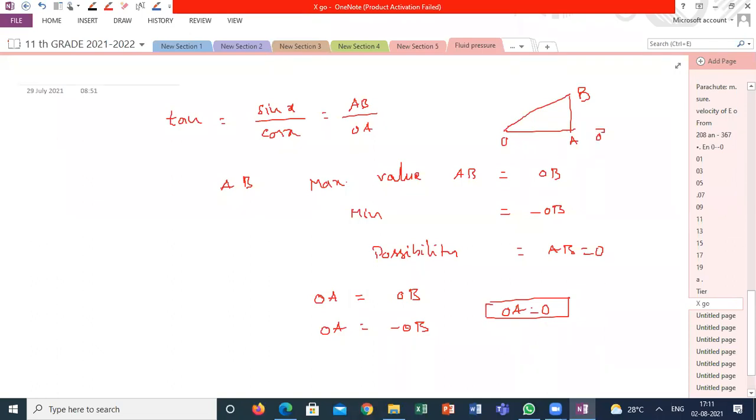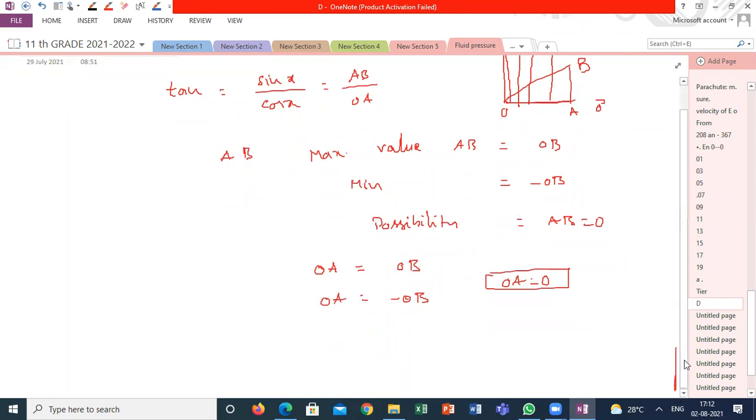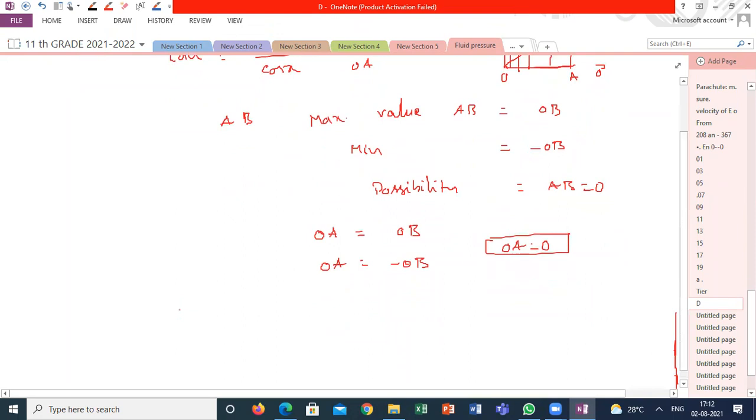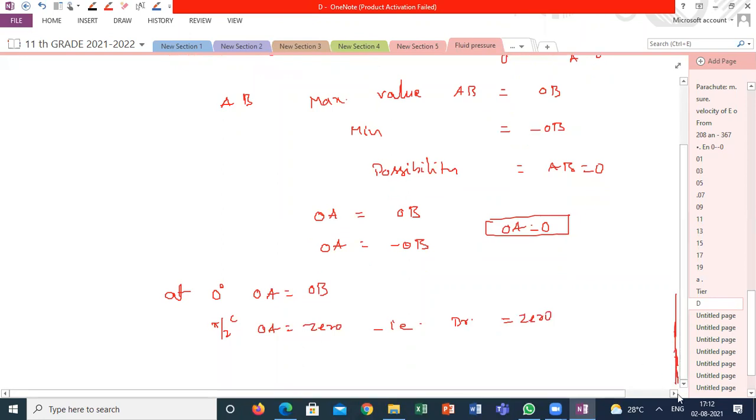At 0 degrees, OA is not 0. But when the angle is increasing, see here, when I am taking the point here, at 90 degrees, at 89 degrees, if you see, your adjacent side is very, very small, and at 90 degrees your opposite side and hypotenuse are the same. That is, at 0 degrees your OA is OB, at pi by 2 radians your OA is 0, that is, the denominator is 0. If the denominator is 0, the function is undefined.